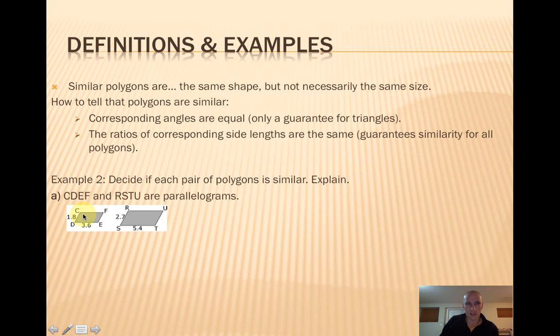So we've got CDEF and RSTU, which are parallelograms. The fact that they're parallelograms means that the opposite sides are parallel and equal to each other. EF and CD are also parallel and equal. And so the same thing goes here for ST and RU. They're parallel and equal to each other. And RS and UT are also parallel and equal to each other.